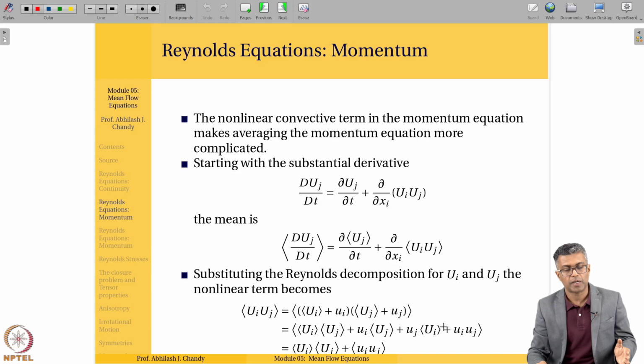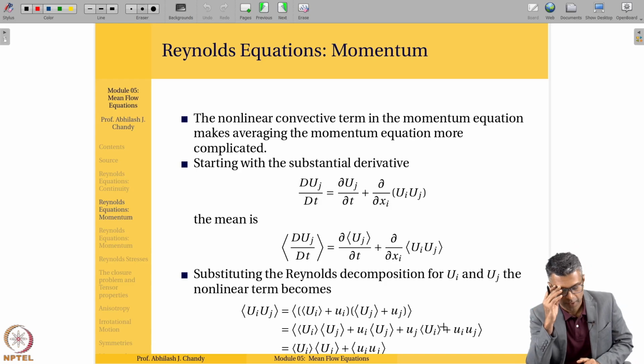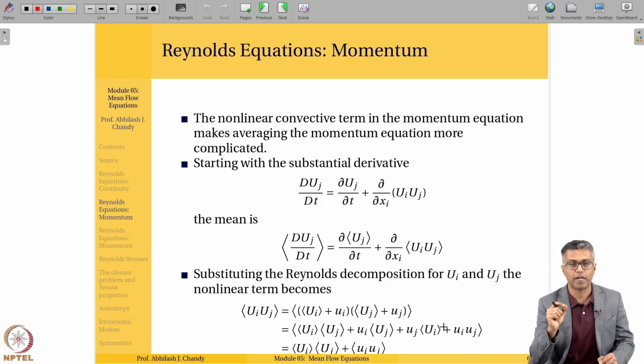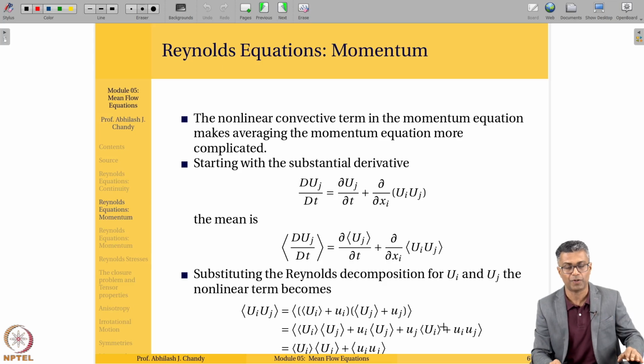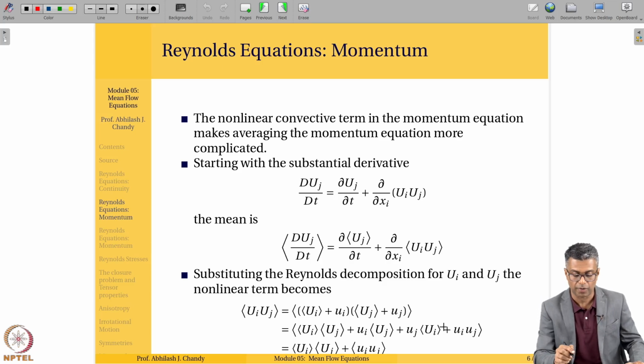Now that continuity is done, let's go into momentum. Now the momentum equation has one additional complication, the nonlinear convective term. So taking the average is not as straightforward as what we saw for the continuity. As a preview for that, let's start by taking the mean of the substantial derivative, because we know that the left hand side of the momentum equation has the substantial derivative there.